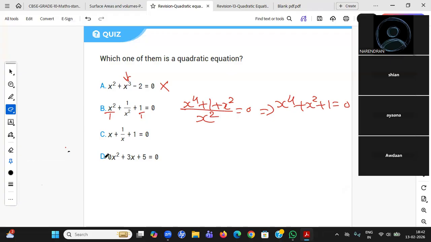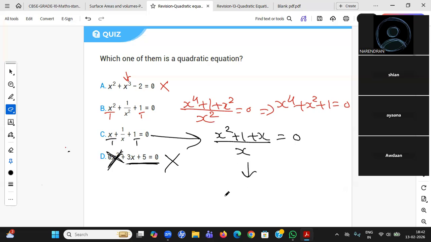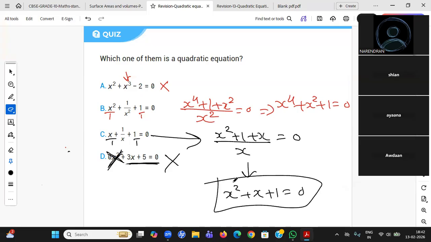Now D. You see, it is 0 into x square. That's gone. What is this? It's a linear equation. How can it be D? No. Obviously, C is the right answer. Why, sir? You can do some steps. Yes, you can do x as an LCM, by 1. So 1 into x square plus 1 plus x equal to 0. Finally, it will give x square plus x plus 1 equal to 0. This is the last step and the maximum power is 2. It's a quadratic equation. C is the right answer.